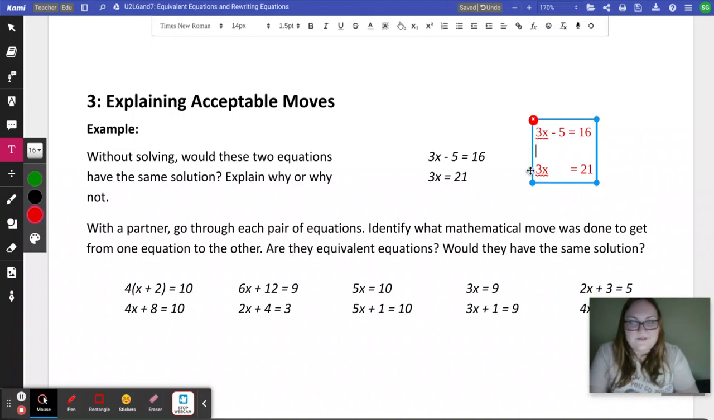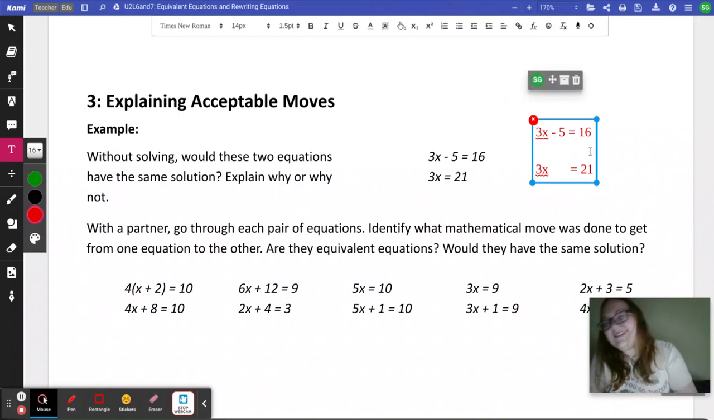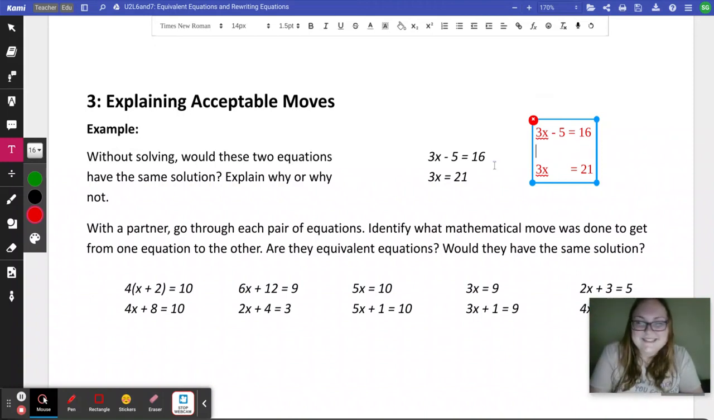So for example, looking over here at my two equations, can you figure out what math I did in this empty space right here to get from that top equation to that bottom equation? Take a moment and see if you can figure it out now. Well, as I'm looking at them, I notice that minus 5 disappeared. How did I get it to disappear? Well, I came in and I added 5.